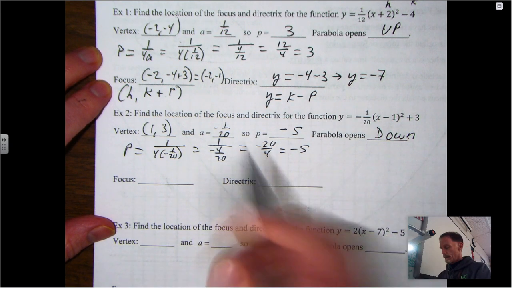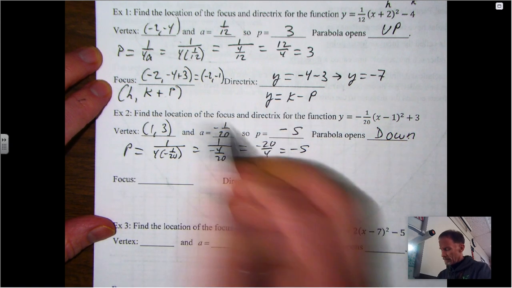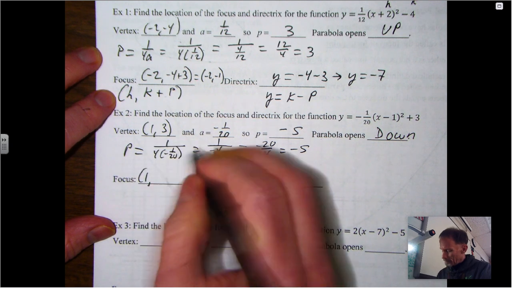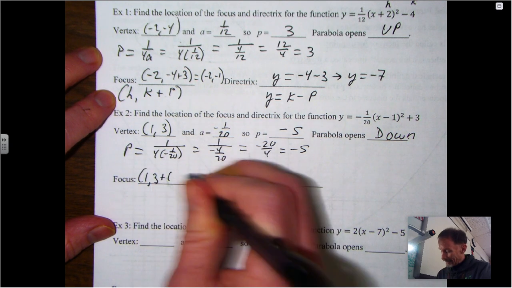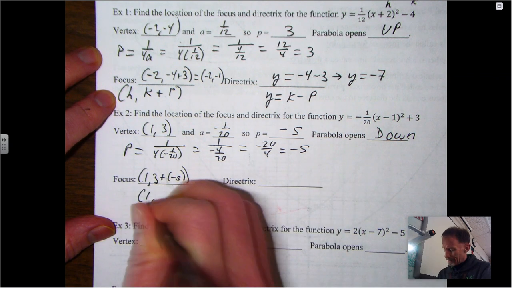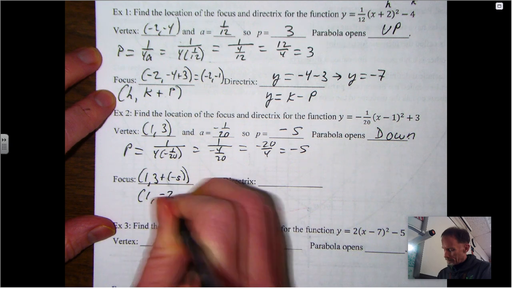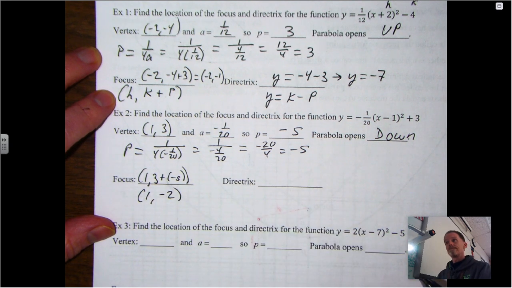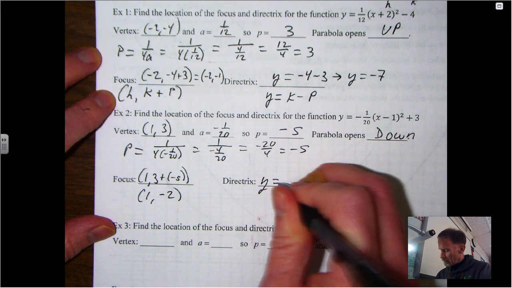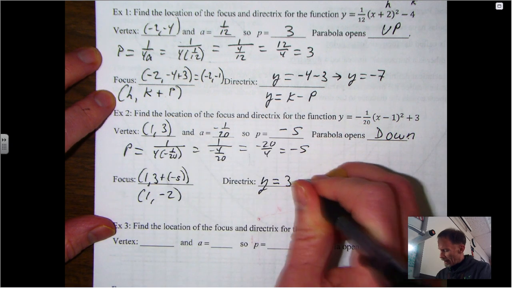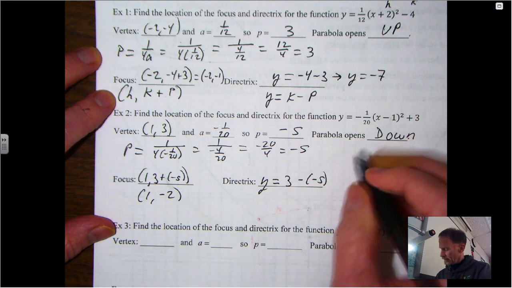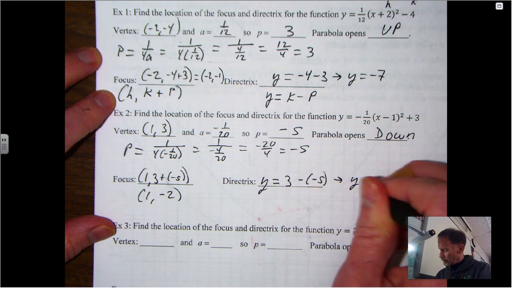Okay, but folks, the formula doesn't change. So it's still going to be h comma, so it should be 1 comma, but now it's going to be 3 plus a -5, which basically means we're subtracting. So your focus is going to be at 1, -2. And then your directrix, it's k minus p, so y equals 3 minus a -5, but minus a negative becomes a positive, so that means it's y equals 8.